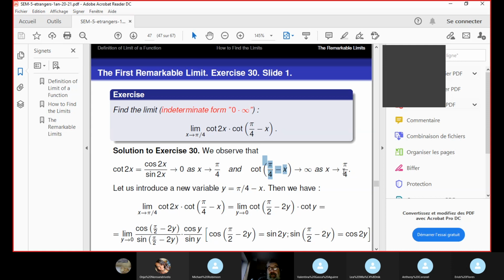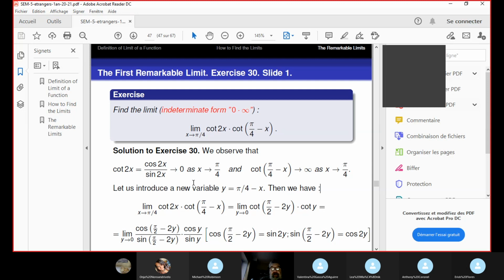So in this case, you see the numerator will be cosine of 0, which goes to 1, and the denominator will be sine of 0, which goes to 0. So our cotangent goes to infinity. Agree? Yes. So, in this case, we will make use of the change of the variable.